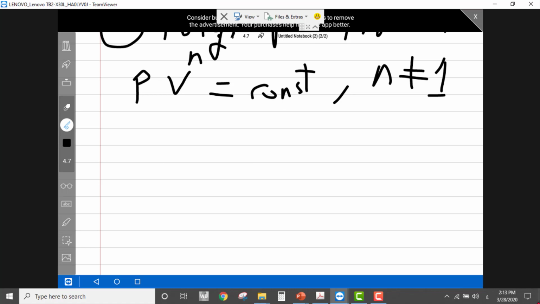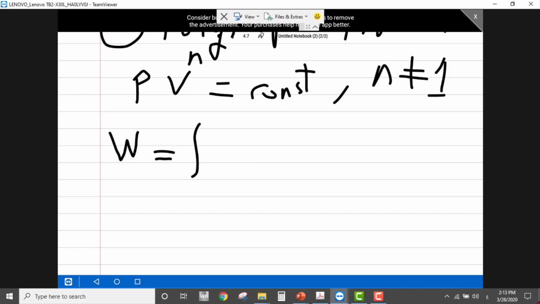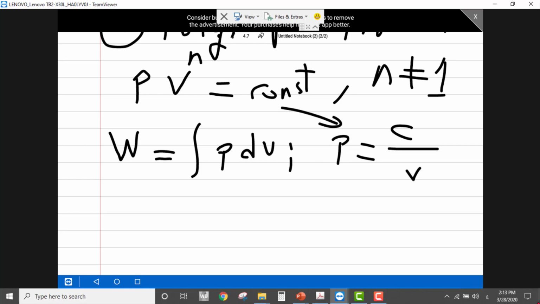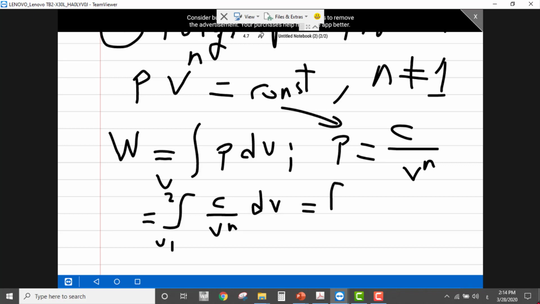If we need the equation of work, work equals the integration of P dV, where P equals, again from this equation, constant over V to the power n. So substitute this value in the integration. The integration from V1 to V2, we always do the same: C divided by V to the power n dV. Now here in the integration, C will go outside the integration.